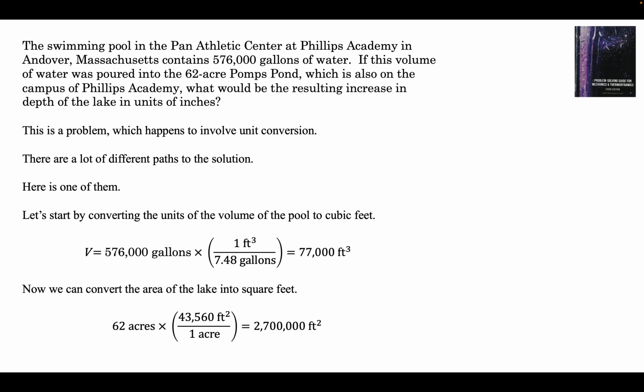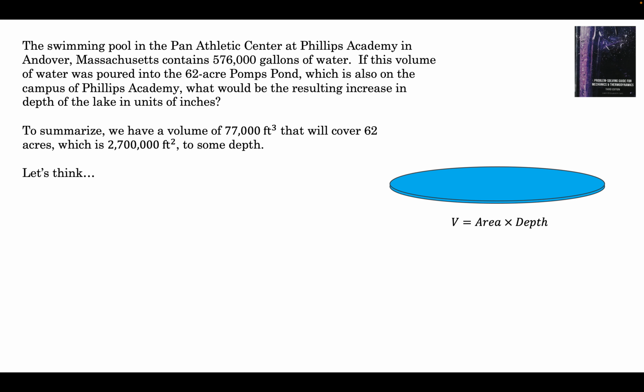So there's our lake. There's the depth increase, and the area is 62 acres, which is 2.7 million square feet, and the volume is 77,000 cubic feet. Well, the volume of this thin disk is area times depth. So we have the volume, we have the area. We should be able to solve for the depth with that equation. So we have 77,000 cubic feet is 2.7 million square feet times D. So we solve for D.